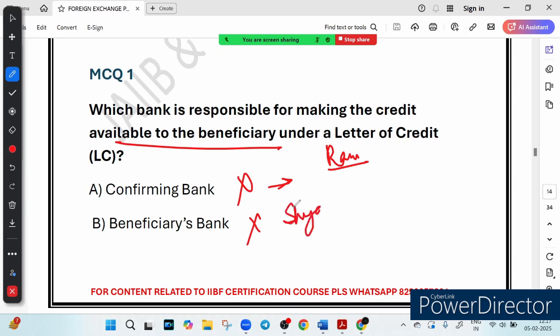So Siam is a beneficiary and his bank will receive the document, but the bank is not responsible for making the credit available to him. Ram needs to rely on another bank for the payment process. Let's see option number C.